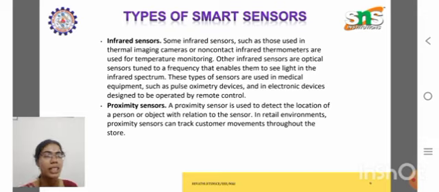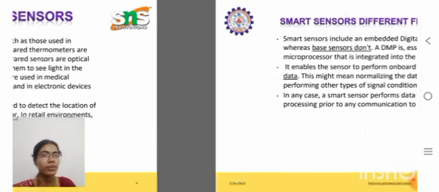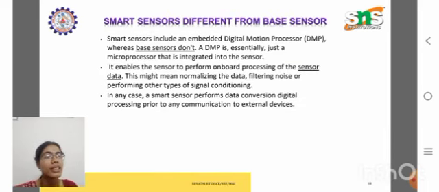Types of smart sensors continued. Infrared sensor. Some infrared sensors run throughout the store.